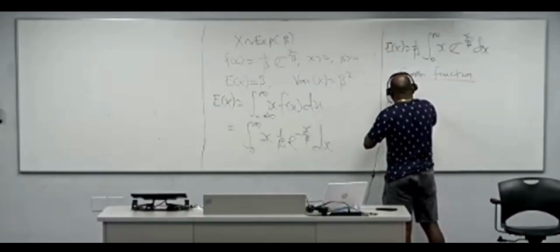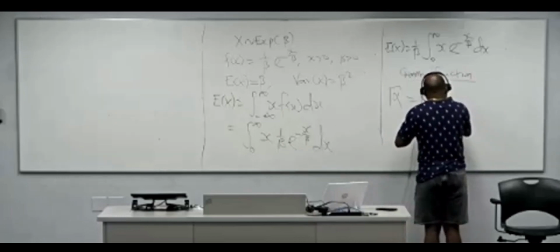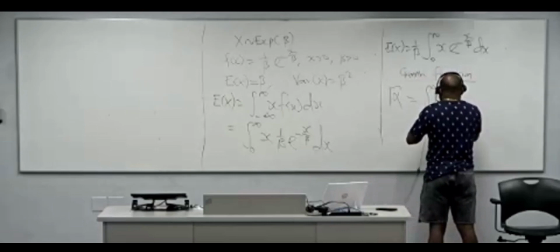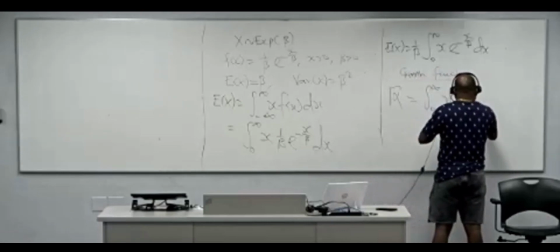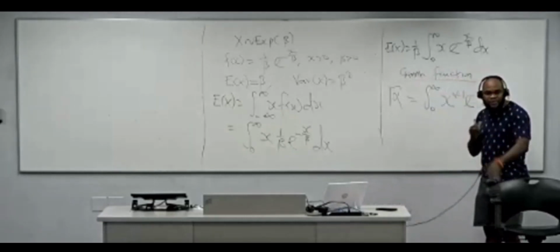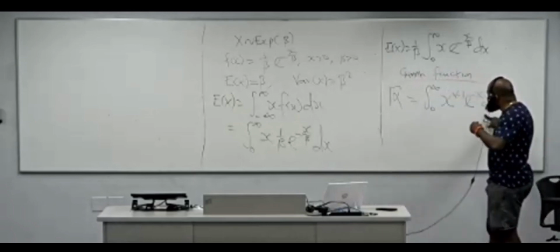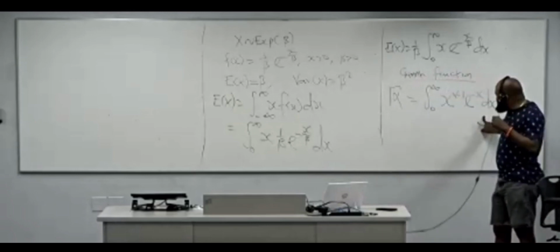If I have gamma alpha, gamma alpha is the integral from 0 to infinity of x raised to the power alpha minus 1, exponential raised to the power negative x, dx. Take a look at this. This is a gamma function. This is the integral definition of a gamma function.